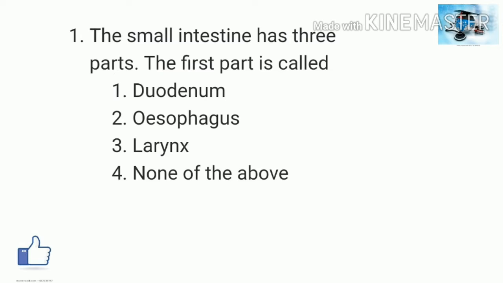Question 1. The small intestine has three parts. The first part is called option 1 duodenum, option 2 esophagus, option 3 larynx, or option 4 none of the above. So the correct option is option 1 duodenum, as the esophagus and larynx are other parts of the alimentary canal. Let's move on to the next question.